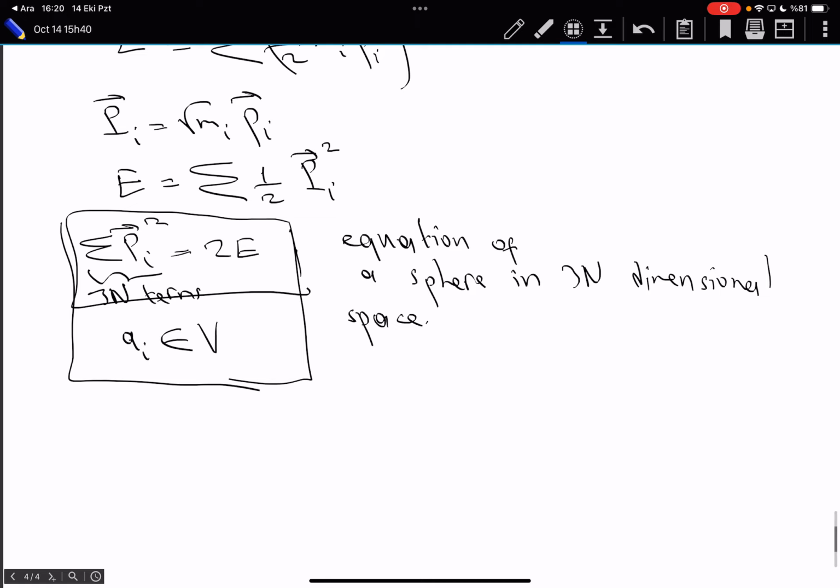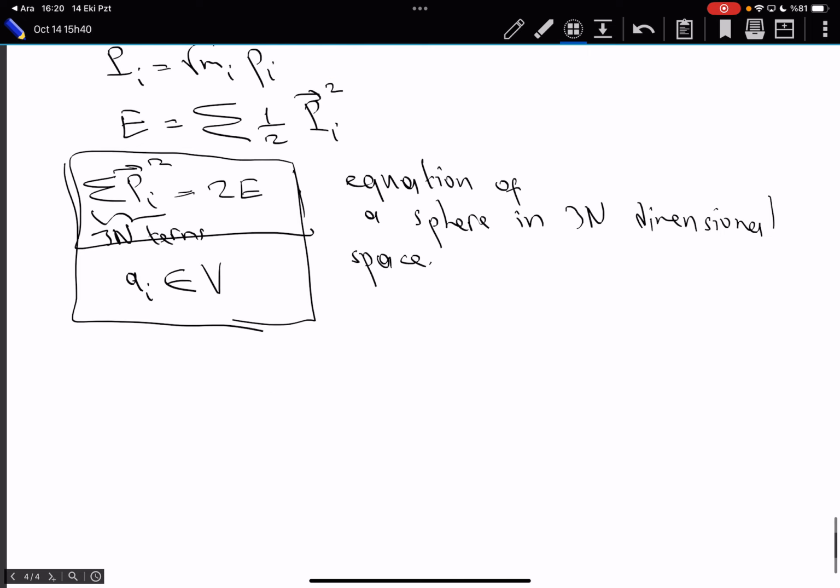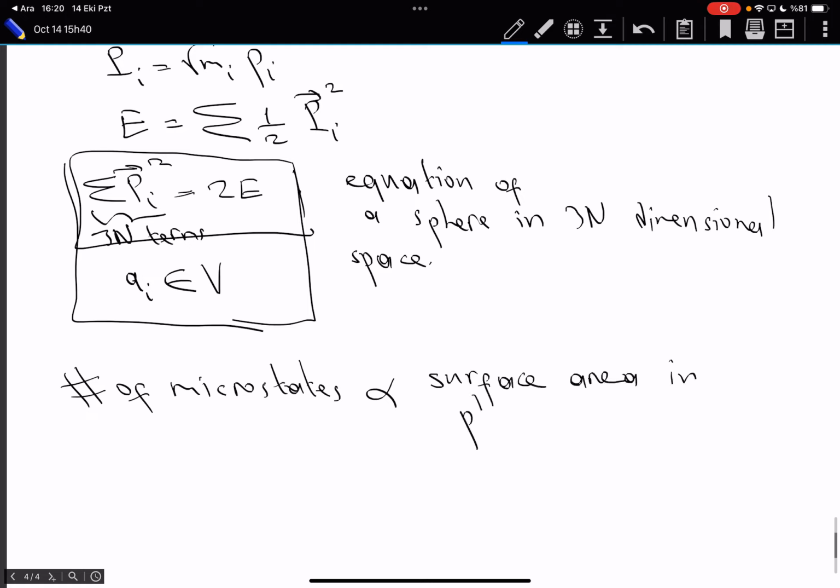Well, quantum mechanics will solve this problem due to the uncertainty principle. It will tell us that not every point gives us a distinct microstate. Only if the points are separated by a finite volume, in that case, we will definitely be able to say that it is a different microstate. But that will come later on. So the number of microstates will be proportional to the surface area in phase space.